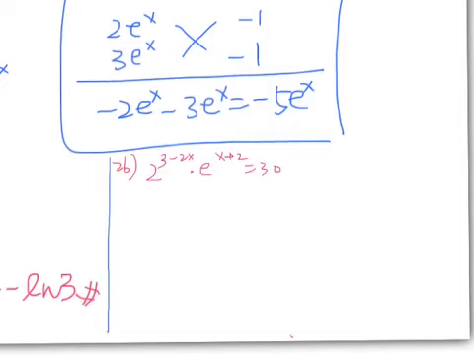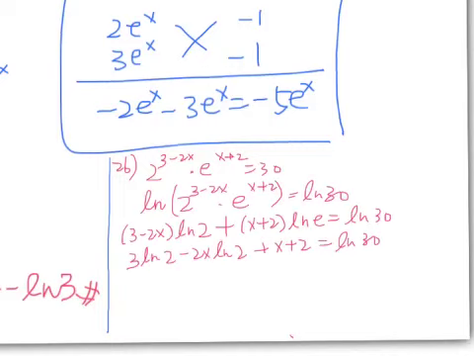This question is multiplication only. So take ln on both sides. The last step is to take a common factor x, so 1 minus 2 ln 2, and then ln 30 minus ln 3 minus 2.